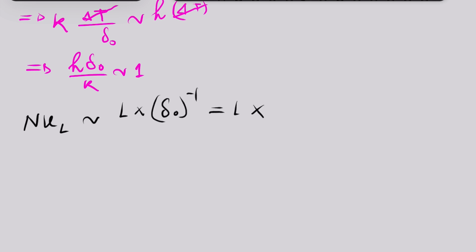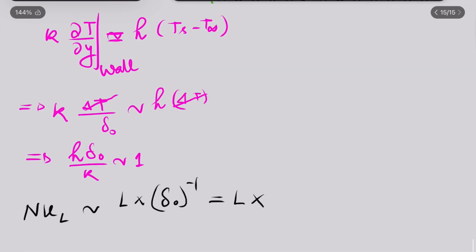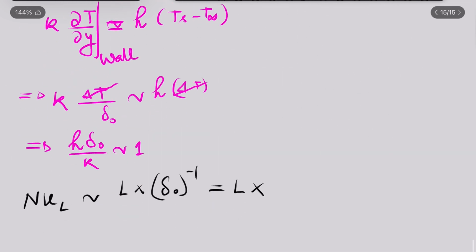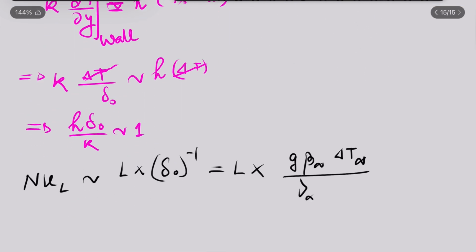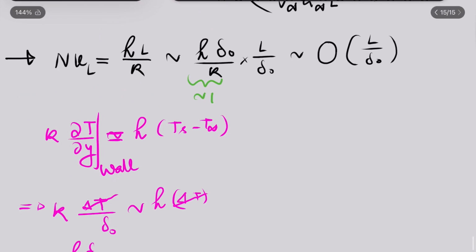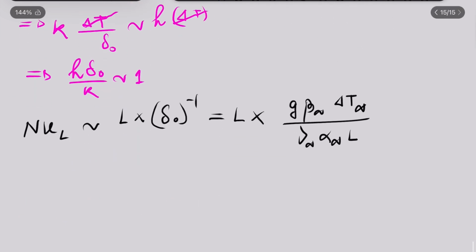That means delta naught is now of the order of g beta delta T infinity by alpha infinity L, everything is fine, into whole to the power minus 1 by 4. Into minus 1, that will be plus 1 by 4.